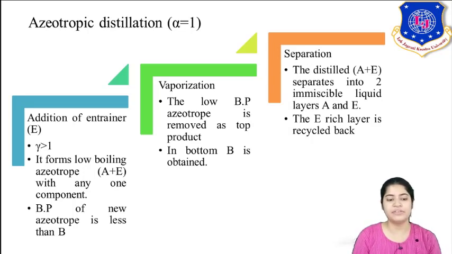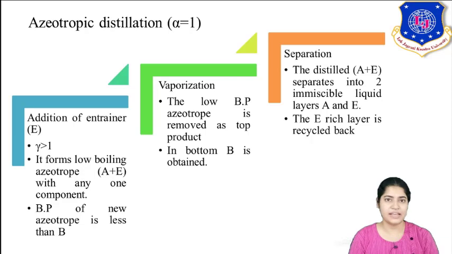Okay, azeotrope between A plus E has been formed, which is boiling at a lower temperature. So the boiling point of the new azeotrope is less than that of B. You can see A plus B was my initial mixture. I added E. What does E do? E forms a new azeotrope with A, which is low boiling. Its boiling point is low now.